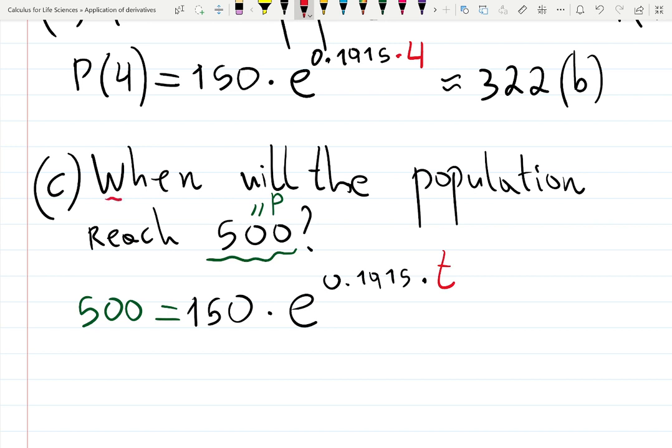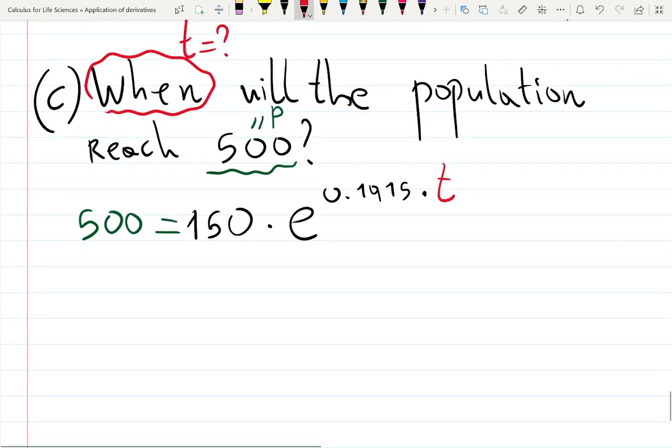How do I know? Because this "when" question means find t, when 500 is a given output. Does it make sense? So we try to teach you as biologists to read words and then create a mathematical equation out of this and then learn how to use it. Now we dig t out of the exponential function and the whole process repeats.